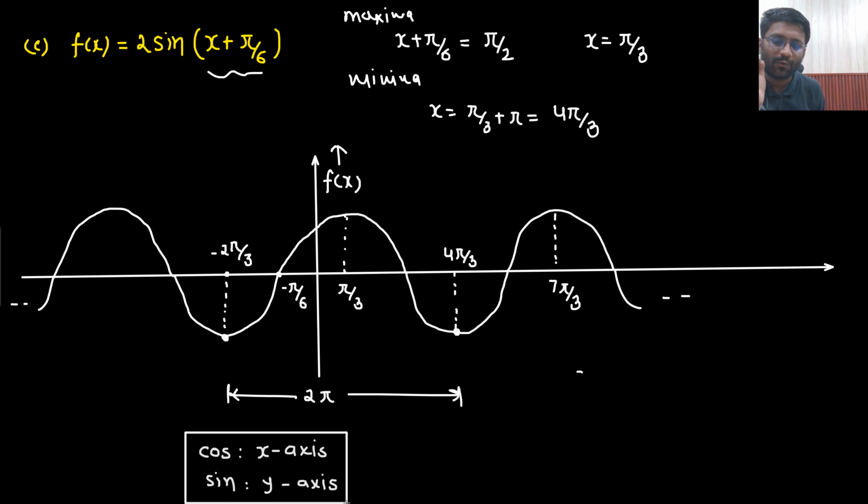Cos is a friend of x-axis and sine is a friend of y-axis. Only thing that you need to remember. Only this is the thing that you need to remember. Cos is a friend of x-axis, sine is a friend of y-axis. Clear? Can you please put this thing in your mind?